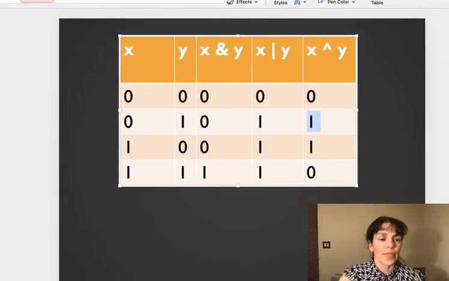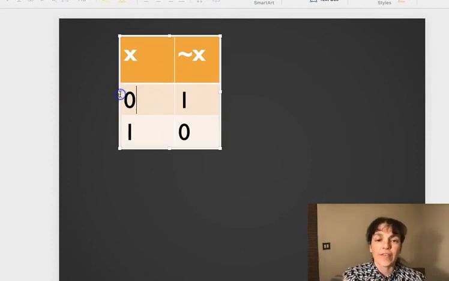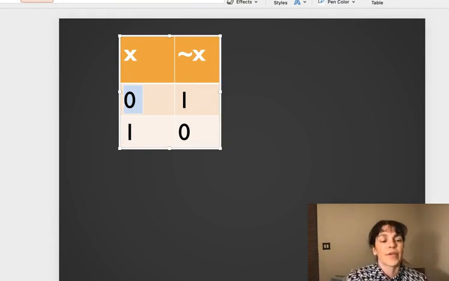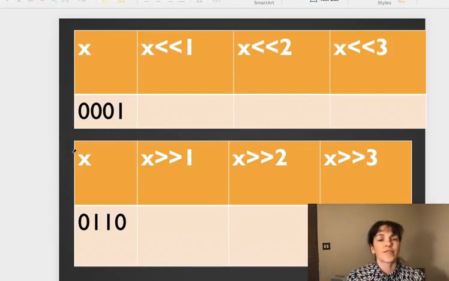So what other bitwise operators should we learn about in C? Well, there's also the not operator, just the single tilde. If you have a bit that's a 0, it's going to switch to a 1. If you have a bit that's a 1, it's going to switch to a 0. So for your whole number, you're going to have more than one bit, and it's going to flip all of those bits.